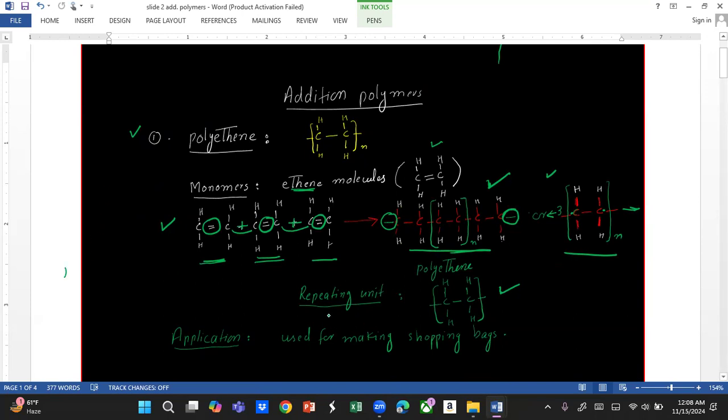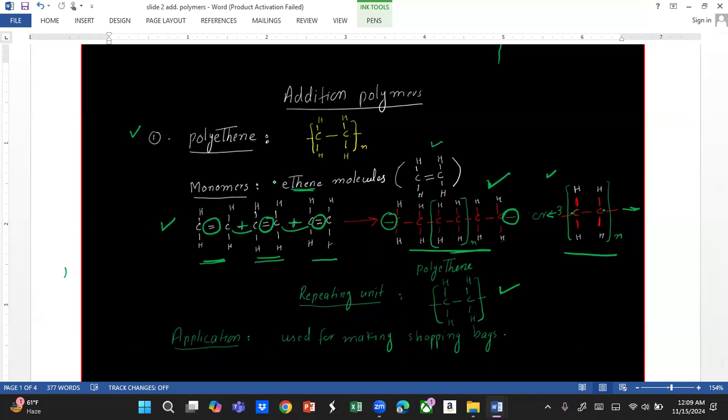Next, where is this polyethylene used? In daily life we use it in making shopping bags to carry things in. So this is available in the market everywhere. You might have seen it on a daily basis. So shopping bags and carry bags are made with polythene. Now, in the examination, how can this question be asked?